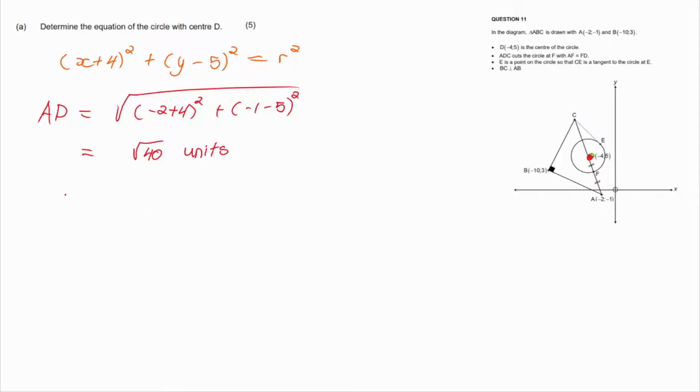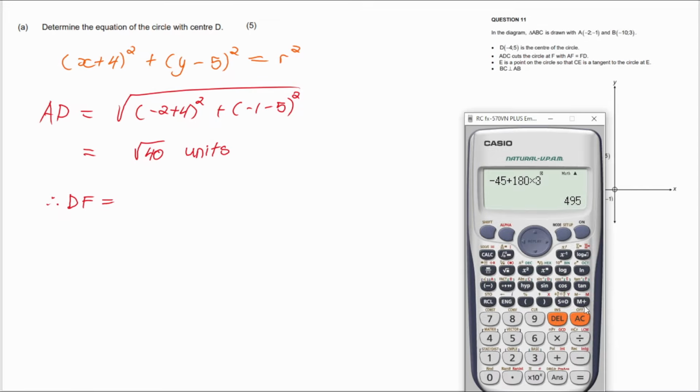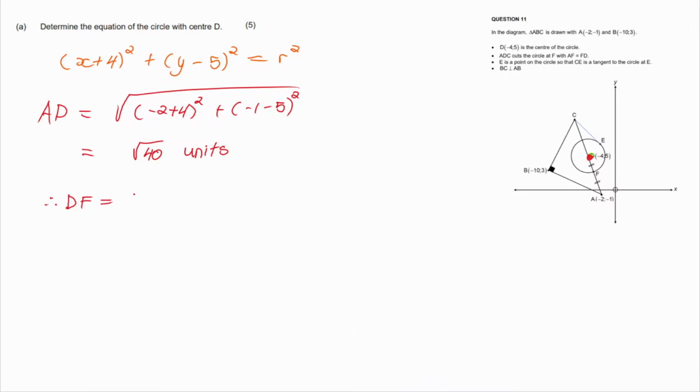So we have that, and therefore we can literally just say DF is equal to half of this. Let me put this in the calculator. Square root of 40. We could have written 2 root 10 to simplify, but square root 40 is fine. So we take this answer and divide it by 2. That's just going to be root 10. So we know DF is equal to root 10 units.